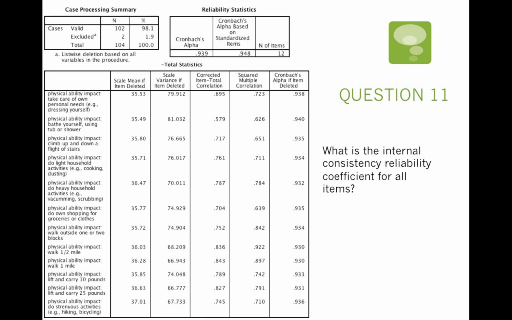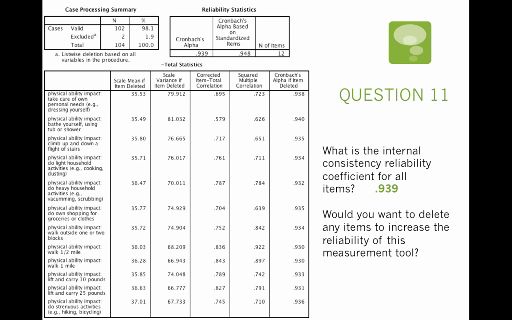So the internal consistency reliability for all the items, well, how many items do we have? We have 12 items, and our Cronbach's alpha is 0.939. Would you want to delete any items to increase the reliability of this tool? Well, we need to look at our Cronbach's alpha, 0.939, and compare any of the items in our item total statistics table in the last column to see whether or not there are any Cronbach's alphas that would be higher than what we already have with all the items to increase the reliability.